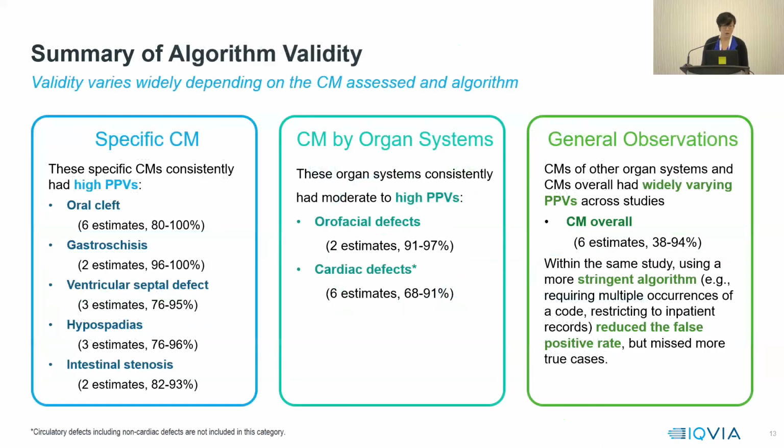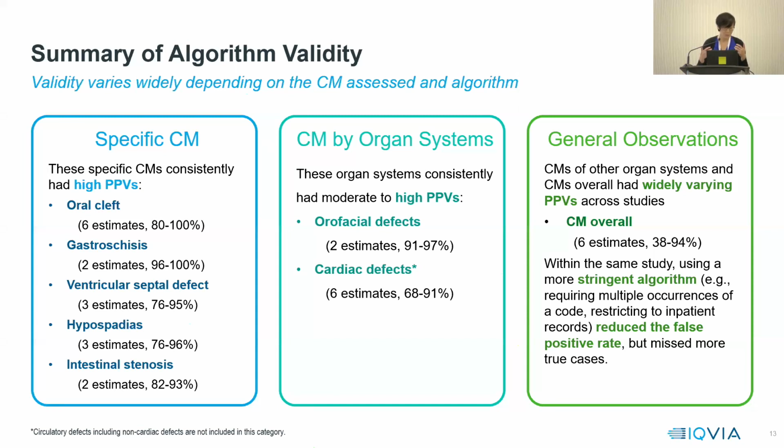A summary of the algorithms' validity. We do find that specific congenital malformations consistently show high positive predictive value. Now I say consistent, given the number of studies, some of that might not be, we want to see more of the estimates, of course, but some of those specific CMs are oral clefts, gastroschisis.